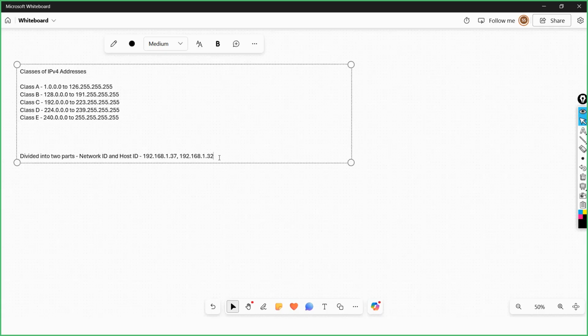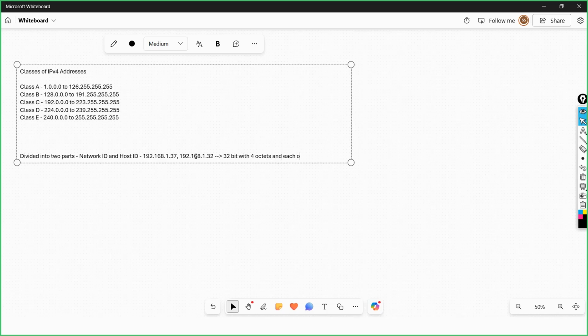So if you want to say how many networks can be defined in this range, 192.168.1.something, how will you calculate that? For that, just remember, an IP address is a 32-bit address with 4 octets, right?